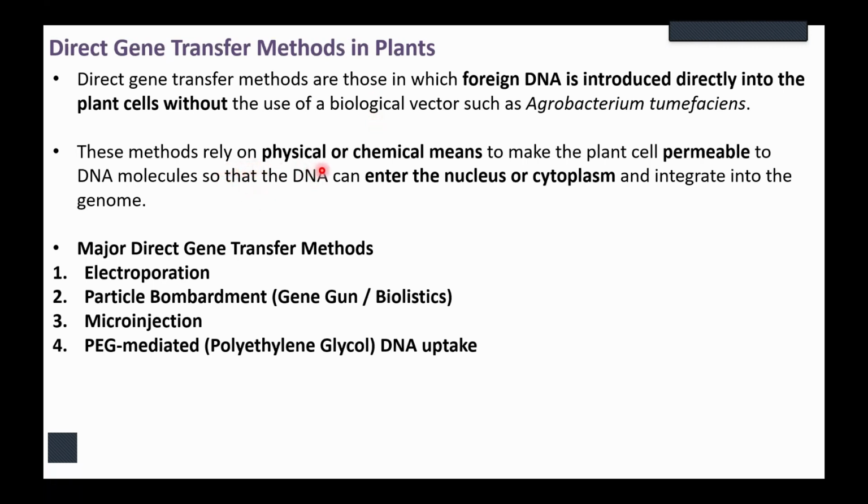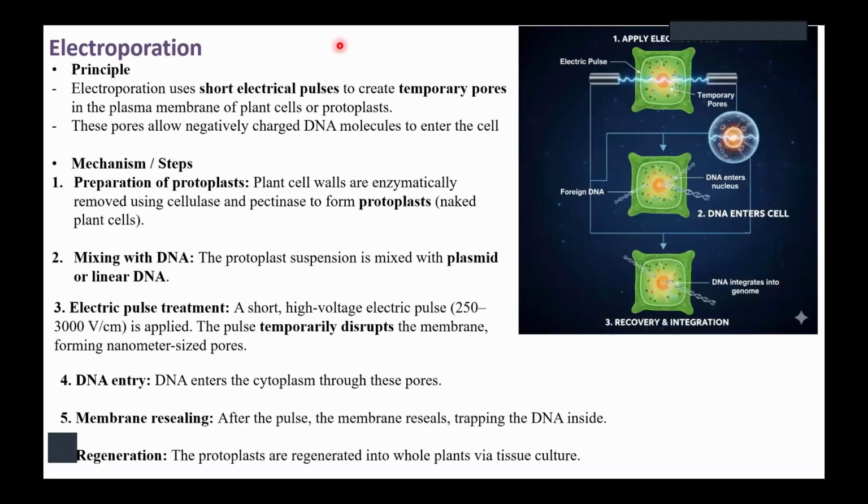This relies on physical and chemical means. We are going to make the cell wall permeable to these pieces of DNA so that they can be taken up by the cells and the cells can get the required characteristics. We're going to talk about four methods in this video: first electroporation, then particle bombardment, microinjection, and the polyethylene glycol method. So we will start with electroporation.